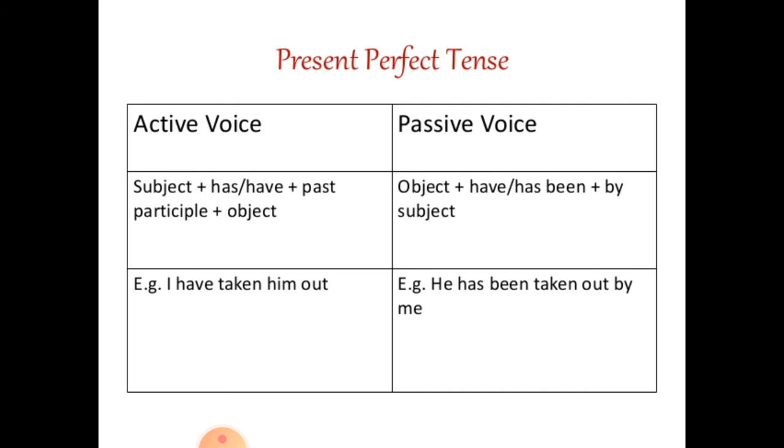Example, he has been taken. See, he is the object. Has been. We have to add, he is there, so we added has and been. And plus by, taken out by. We have to add by and then will come the subject me. He has been taken out by me.